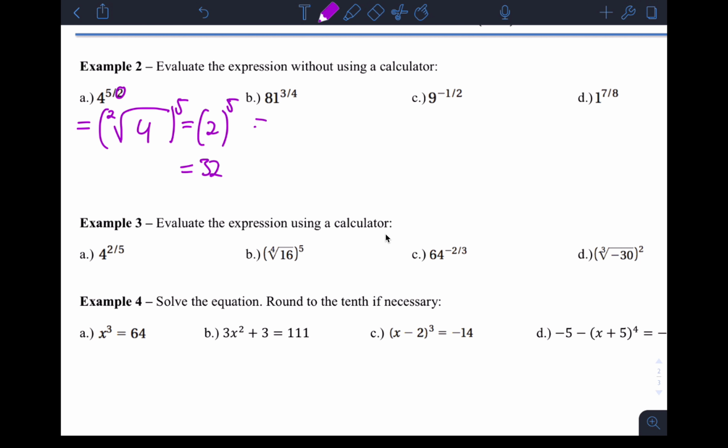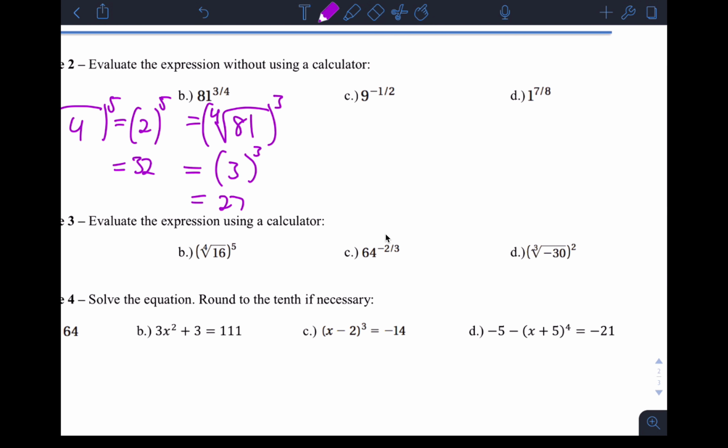Likewise here, we could think of this in a few ways. We can think of it as the 4th root of 81 to the 3rd power. And again, in this case, that's actually a good way to go because the 4th root of 81, which number times itself 4 times gives me 81? That's just 3. And then we can raise that to the 3rd power and get 27.